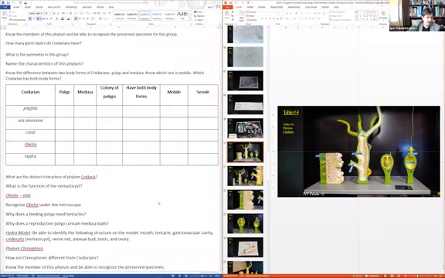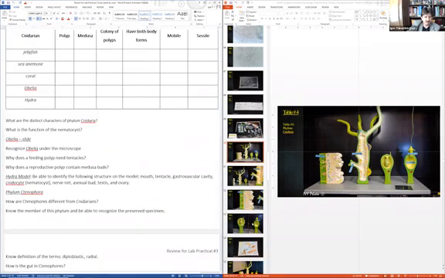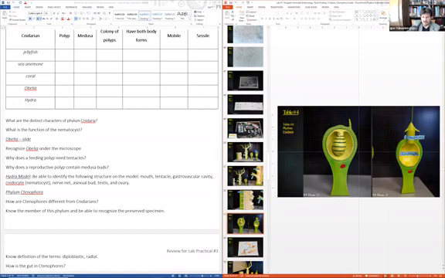All right, what are the distinct characteristics of the phylum? We just talked about that, name the characteristics. It kind of repeats itself. What is the function of the nematocyst? You remember that one, the cnidocyte containing the nematocyst. What do the nematocysts do? Triggers, it shoots out some sort of toxin. What for? To disable the prey.